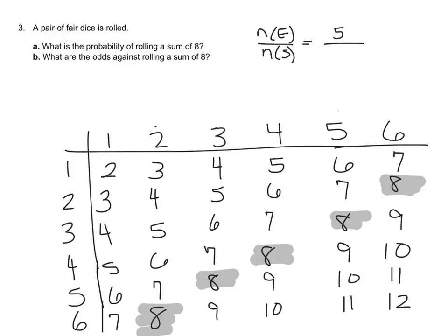So my numerator is 5. And the total number of outcomes within the chart, if we count all of these up, is 36. There's 36 sums in my chart. So this would be 5 over 36. And 5 over 36 cannot be reduced, so my probability is just 5 over 36. That's the answer to part A.